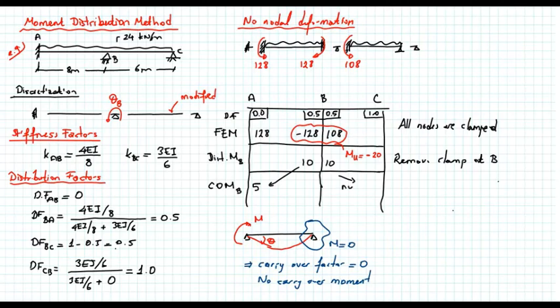So, no carryover. Now the structure is in equilibrium because this moment will be totally carried by support A, and I can calculate the final moments. So here I have 133, here I have minus 118, 118 and 0. So these are the final moments, and if I draw the free body diagram, this is what I see.